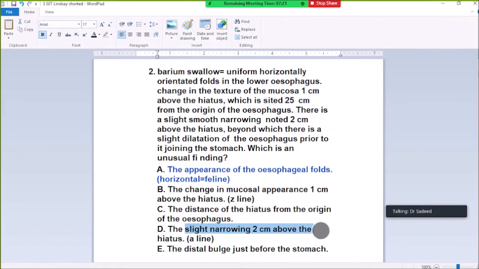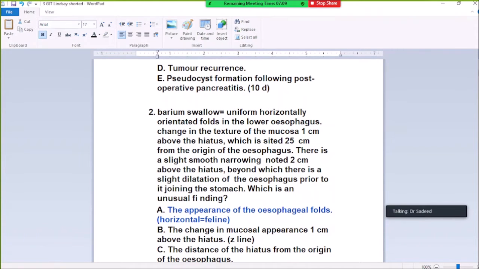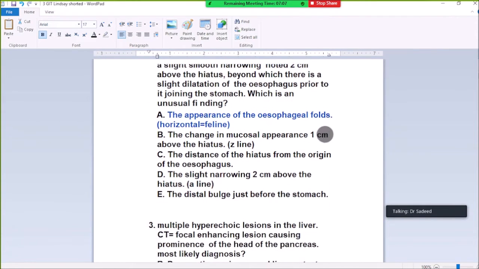The slight narrowing 2 cm above the hiatus is called the A line, so this is also a normal finding. The distal bulge just before the stomach is also a normal finding. The only abnormal finding is horizontally oriented folds in the lower esophagus.